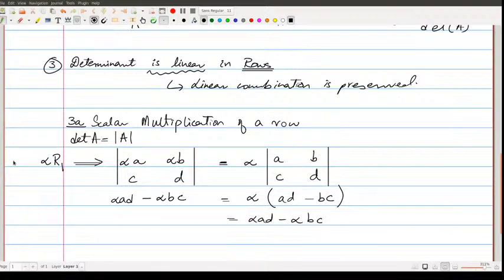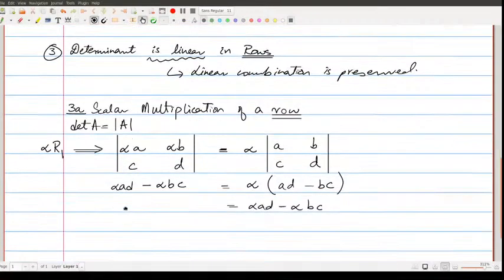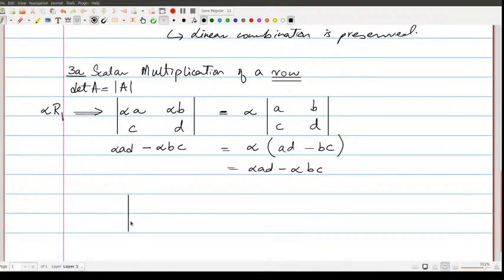Notice that it's important that it's just in a row, right? Which means if you have something being multiplied with a row, you can factor it out, but you can't do the factorization with the other row as well. For example, if you have alpha A, alpha B, and then alpha C, alpha D, this is not equal to alpha times the determinant of A, B, C, D, right?